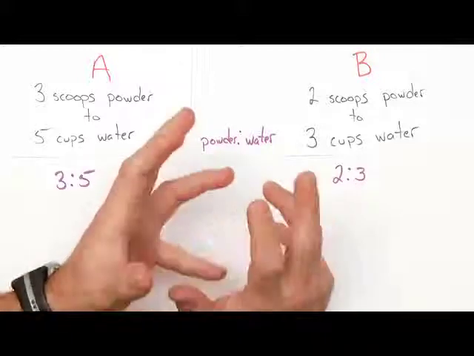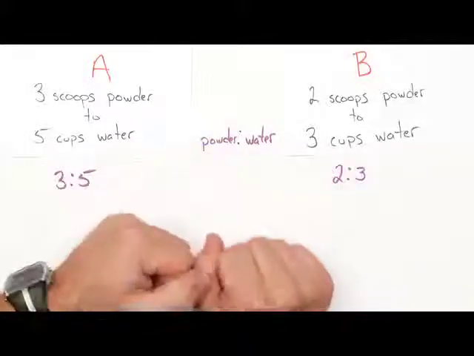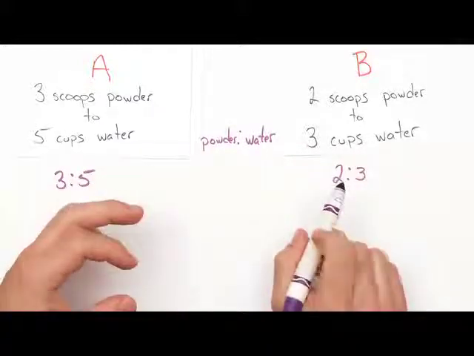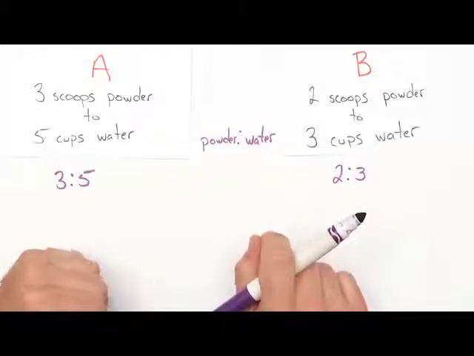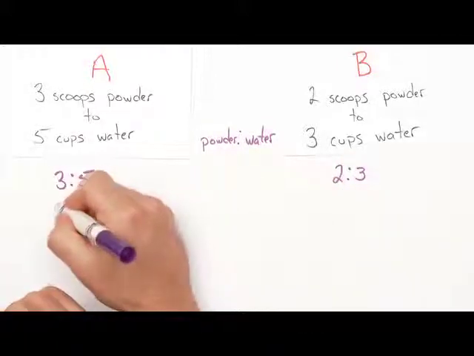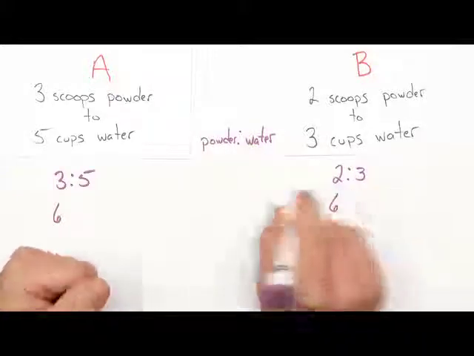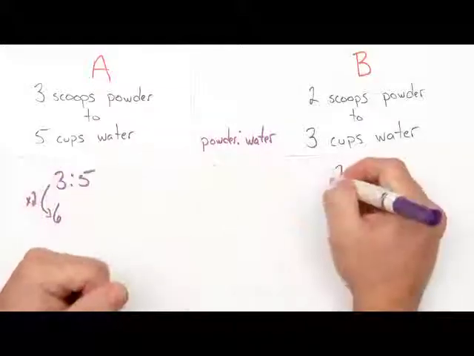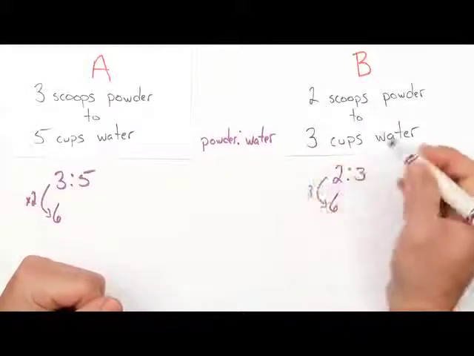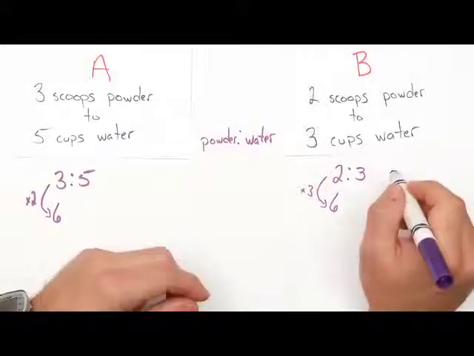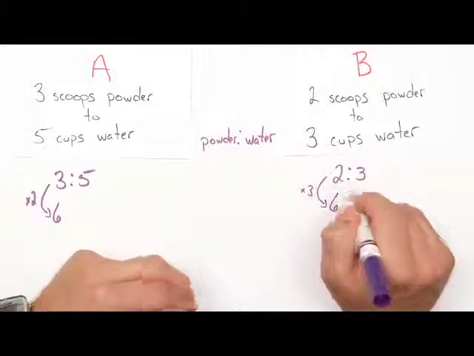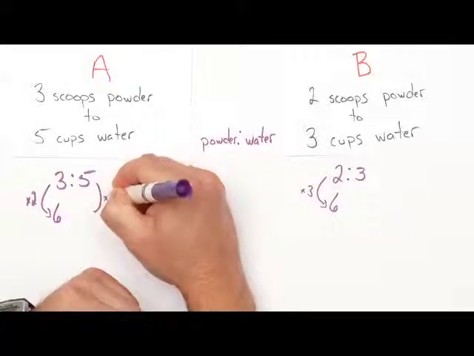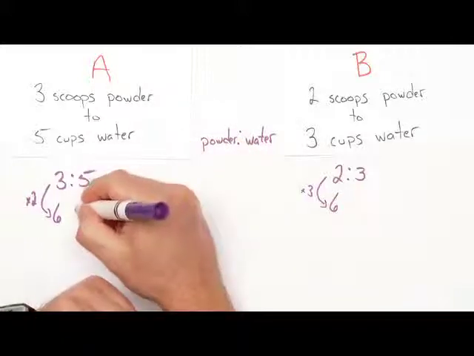It sure would be a lot easier if each recipe called for the same amount of powder. Let's see if we can make that happen. Let's write each ratio with the same first term. The first terms are 3 and 2. A common multiple of 3 and 2 is 6. Multiply the term in the first ratio by 2, and the term in the second ratio by 3. But since we multiplied the first terms, we have to do the exact same thing to the second terms in each ratio. So that means I'm going to have to multiply this 5 by 2 as well.